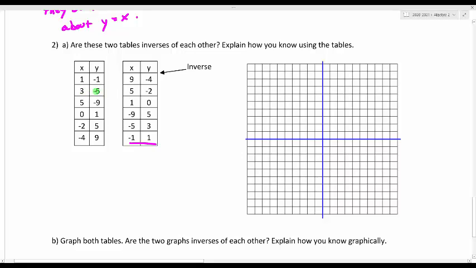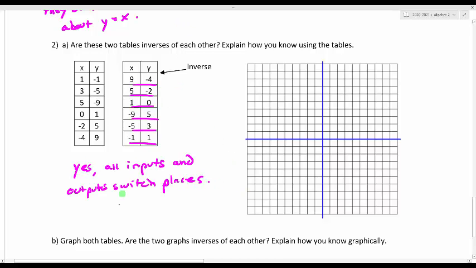3, -5 would flip-flop to become -5, 3. So I see it right here. This would become -9, 5. There it is. So it looks like it's almost in order, like maybe they went backwards here. So 0, 1 becomes 1, 0. -2, 5 becomes 5, -2. And -4, 9 would become 9, -4. So I see all of my points over here exchanging places. The inputs and outputs are exchanging places and creating my table over here. So, right. So how do I know using tables? I would say yes.